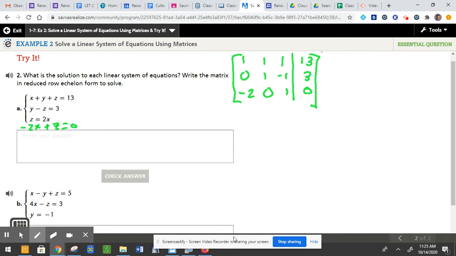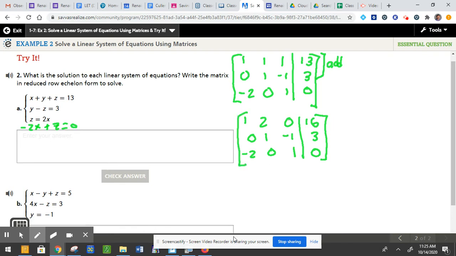First thing I'm going to do is just add these two together, and that'll create a new first row. So what I'm going to end up with here is 1, 2, 0, and then 16. And then everything else I'm going to leave the same. So that got me one of my zeros.